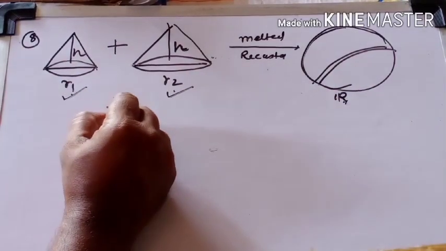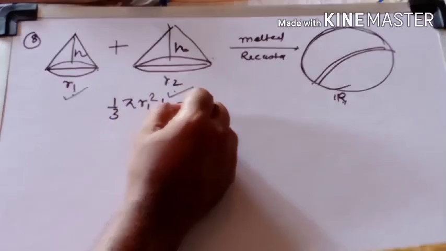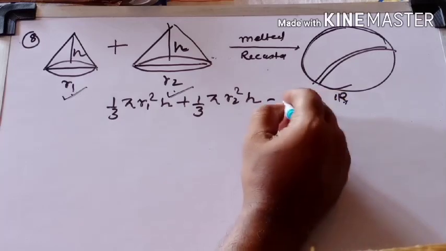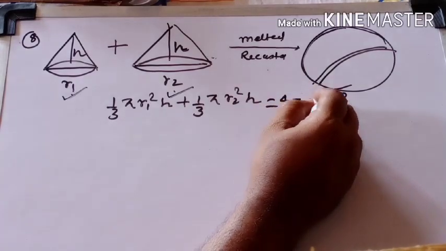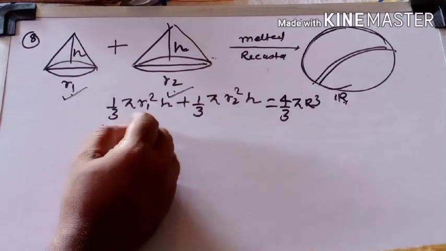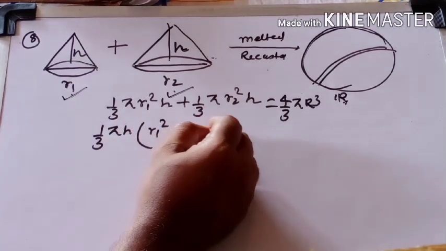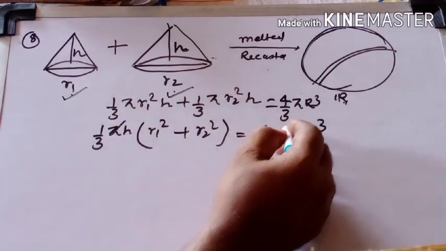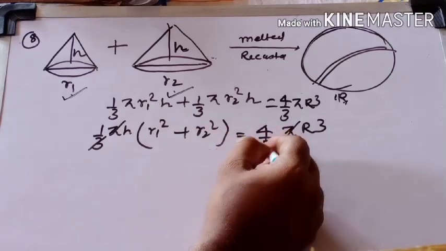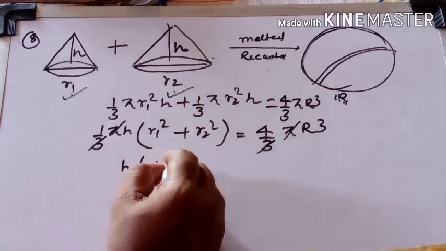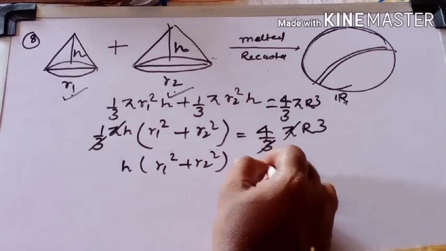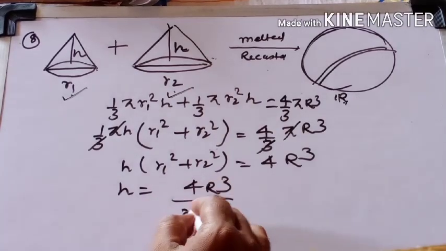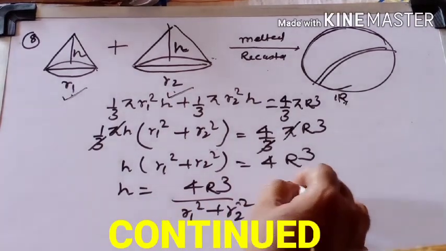Volume of this cone will be 1 by 3 pi R1 square H. It will be 1 by 3 pi R2 square H. And its volume will be 4 by 3 pi R cube. What will we do? 1 by 3 pi and H we are taking common. So it will be R1 square plus R2 square, that is equal to 4 by 3 pi capital R cube. Obviously, you know that pi is going to be cancelled by pi, 3 is going to be cancelled by 3. So what is coming out? H into R1 square plus R2 square, that is equal to 4R cube. Since we want to get the value of H, it will be 4R cube divided by R1 square plus R2 square, and this will be your answer.